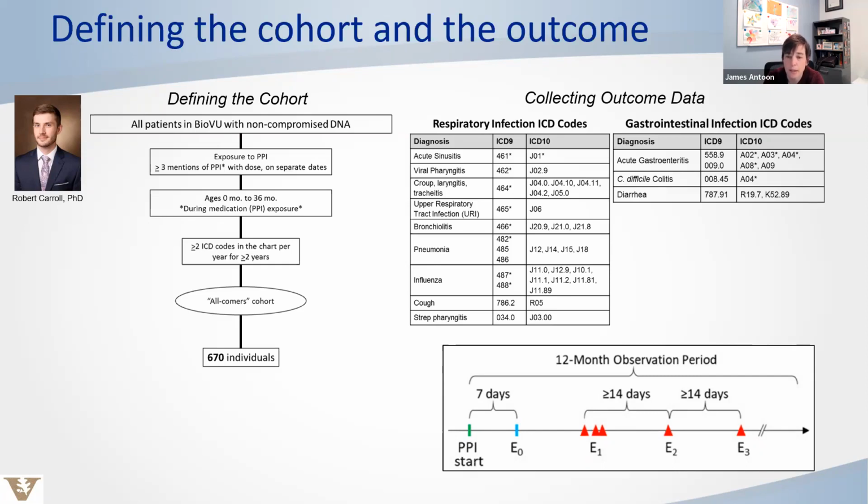And then we required that you have at least 14 days between infection events, understanding that sometimes a pediatric patient may present to a provider multiple times for the same infection, perhaps at the beginning, and then when things get a little bit worse, and then perhaps for a follow-up visit. So we were able to use these codes to define these infection events when we started counting them 7 days after the start of the proton pump inhibitor, and we observed each patient for 12 months while they were on the PPIs.